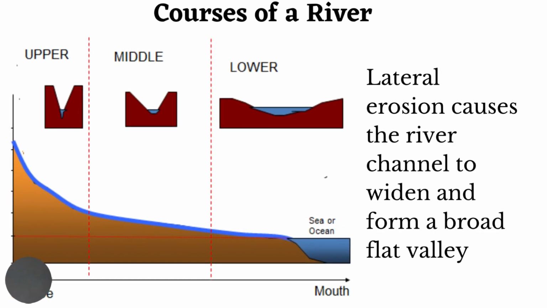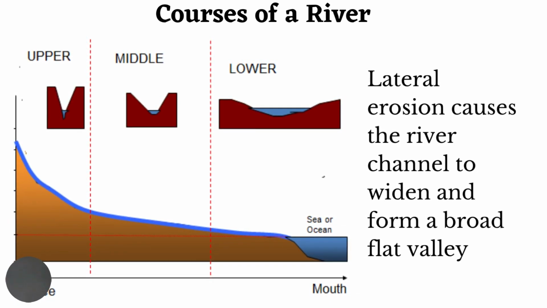So remember that the river can be described by its long profile and its cross profile. The long profile looks at a cross section of the river from its source to its mouth. The cross profile looks at the river from one bank to another. The river can be divided into three main courses: the upper course, the middle course, and the lower course.